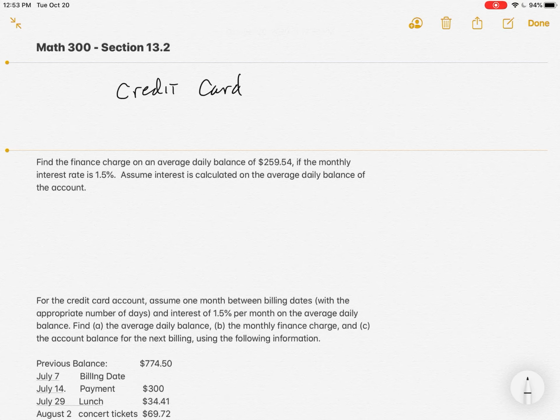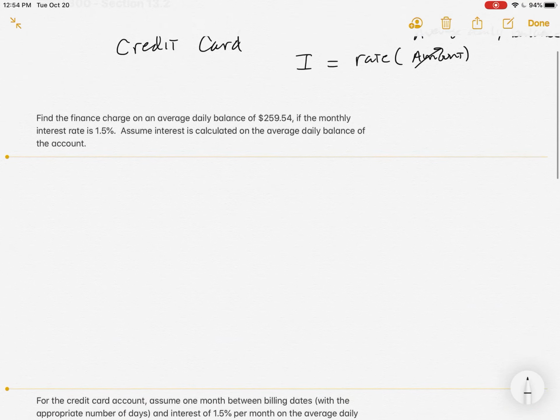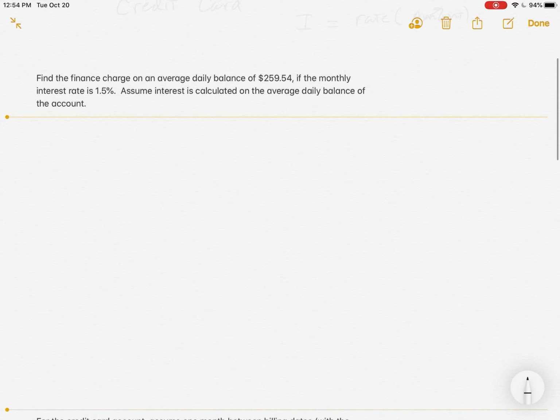And so the interest charged is simply going to be the interest rate times the amount. And the amount for a credit card is typically what they call the average daily balance. So sometimes they'll give us that average daily balance, and sometimes we'll have to calculate it. It takes a little bit of time to calculate it, but it's still relatively manageable. So let's take a look at one of the first problems here. Let me move this one out of the way, and we'll go look at this.